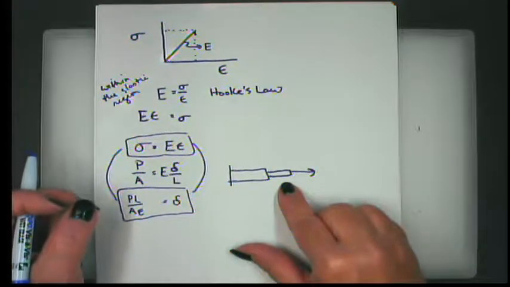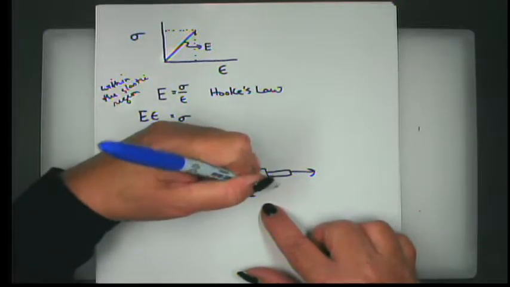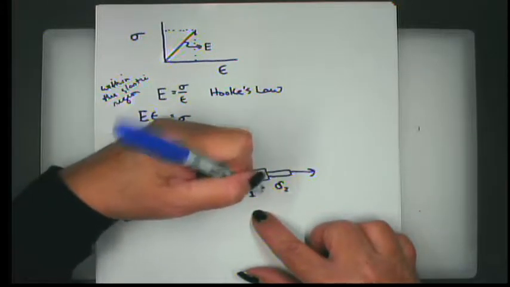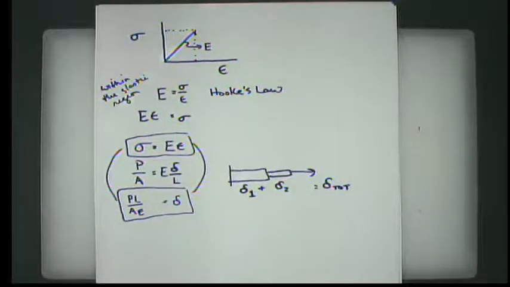What do you think? Yes, absolutely. So if we take del 1 and add it to del 2, we get del total. Okay? This is important because sometimes we need to know what the total deformation is, or sometimes we can use a total deformation in order to find things that we don't know, and these are called statically indeterminate problems.